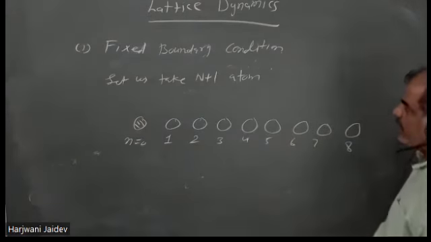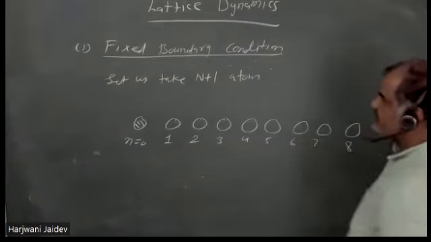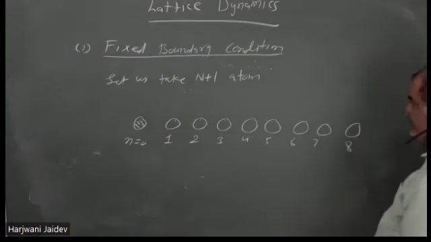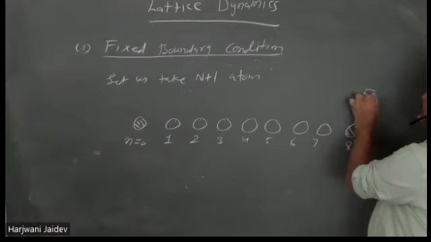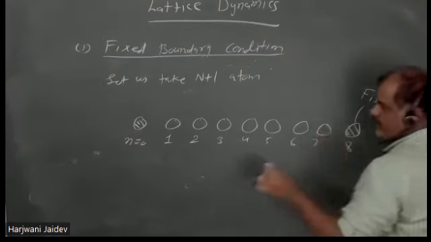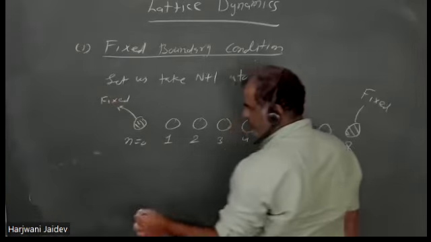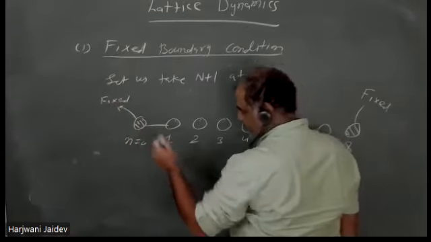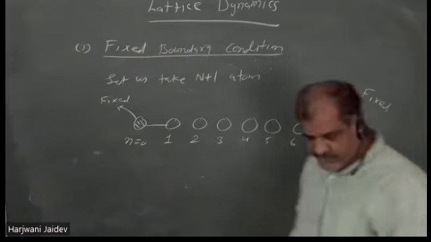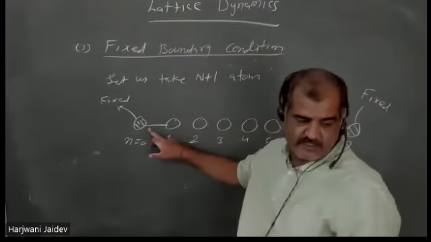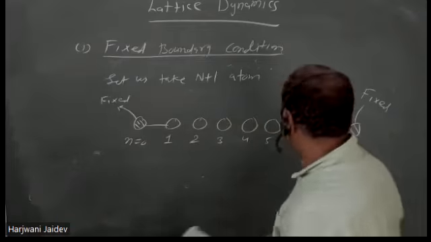Now I am taking fixed boundary condition. So fixed boundary condition means that my corner atoms are fixed. Fixed means they are not able to move, they cannot do SHM, that is, they are not vibrating. The amplitude of vibration is 0 at the ends because they are fixed.